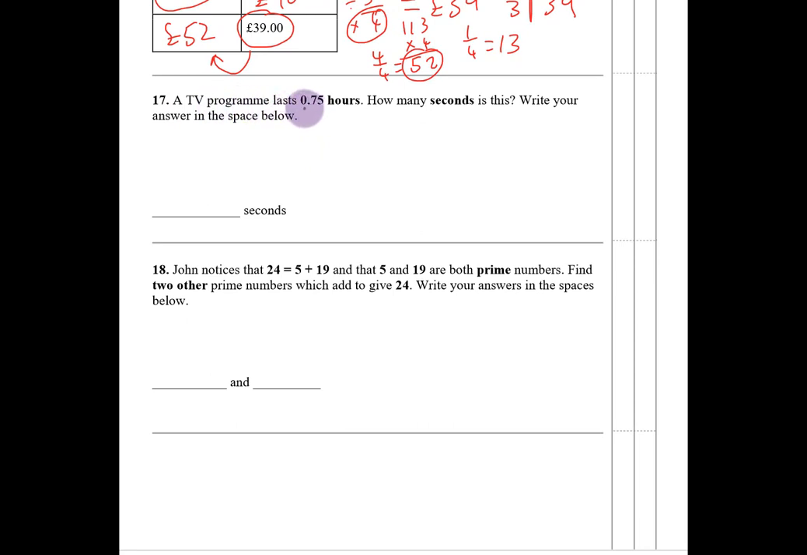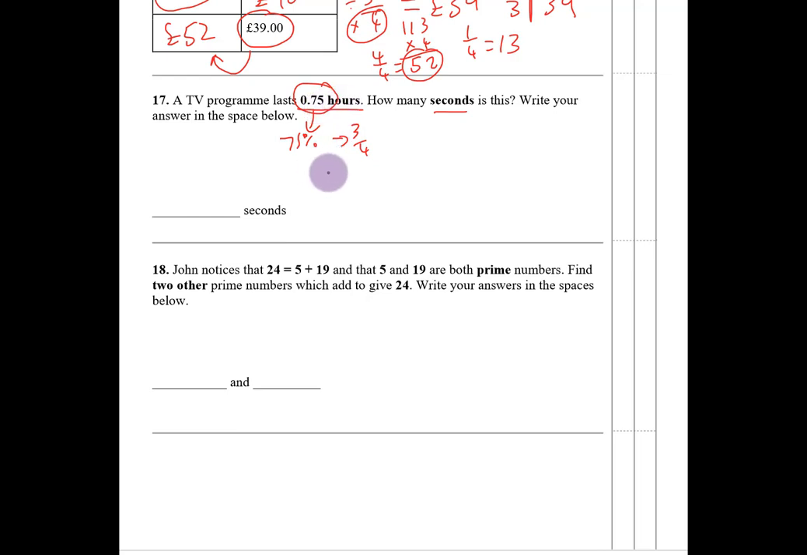17. A TV program lasts 0.75 hours. How many seconds is this? Write your answer in the space below. So 0.75 hours. This is as a decimal. As a percentage, it's 75%. As a fraction, it is 3 quarters. So this is basically 3 quarters of an hour.